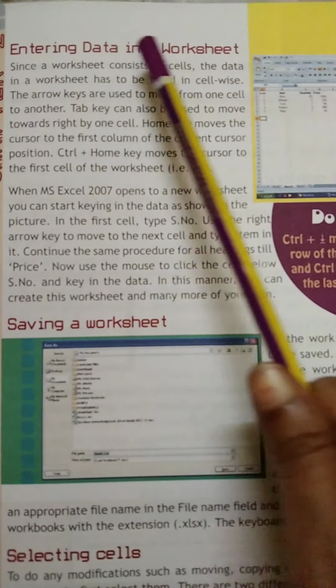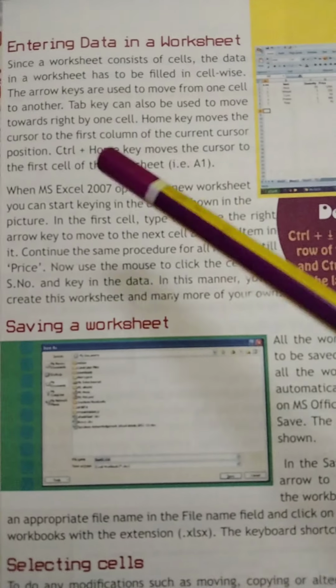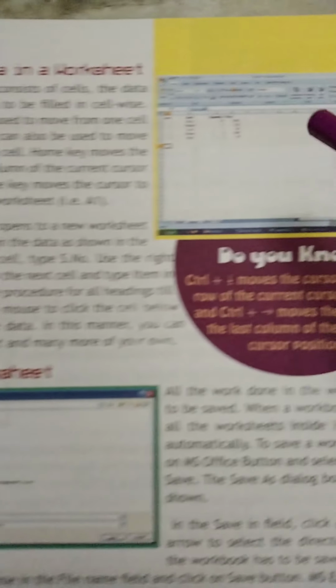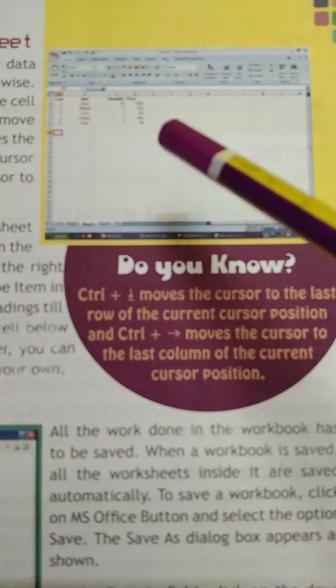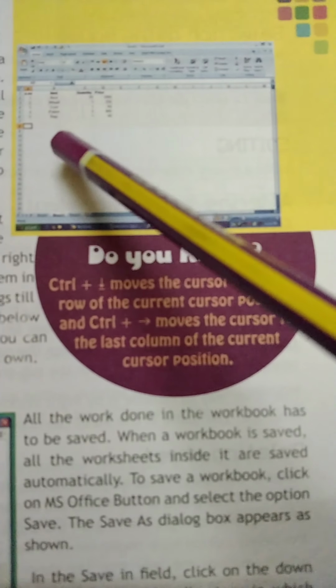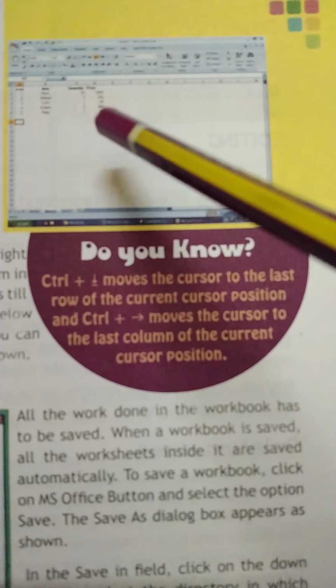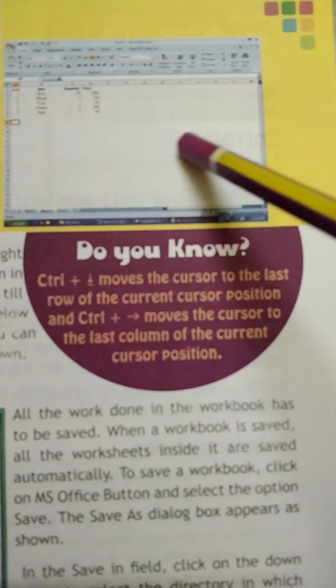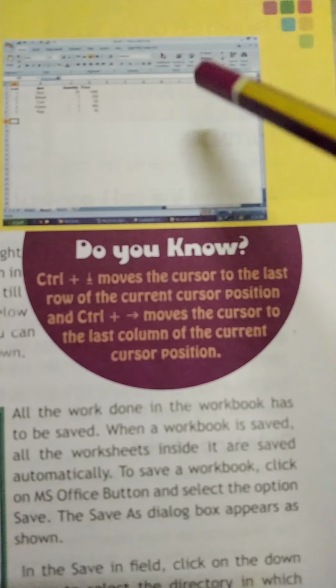The next topic is entering data in a worksheet. After opening the worksheet, we have to enter all the data. Each box is called a cell, and the data in the worksheet will be filled in cell by cell. The arrow keys are used to move from one cell to another, and the Tab key is also used to move one cell to the right.